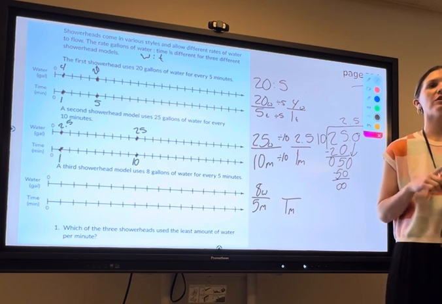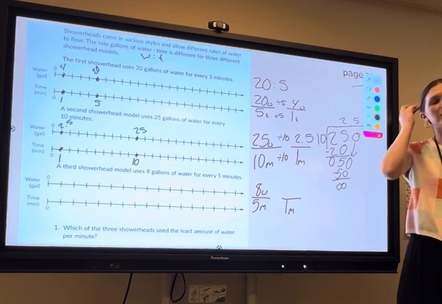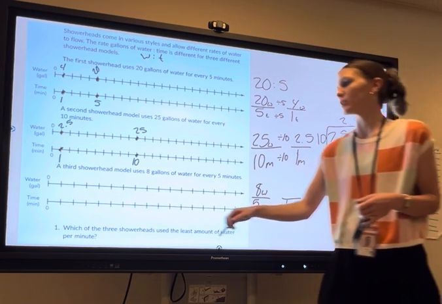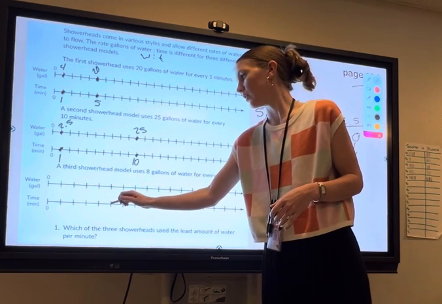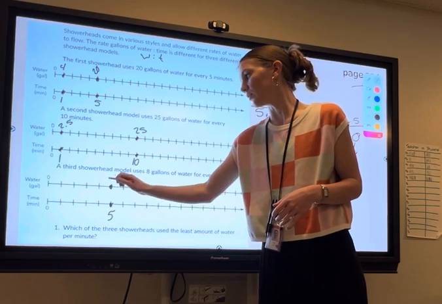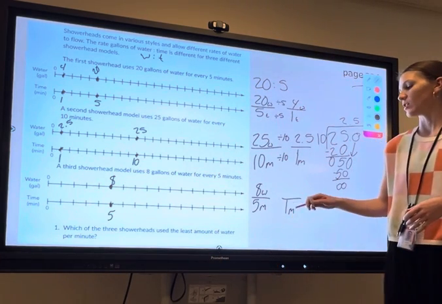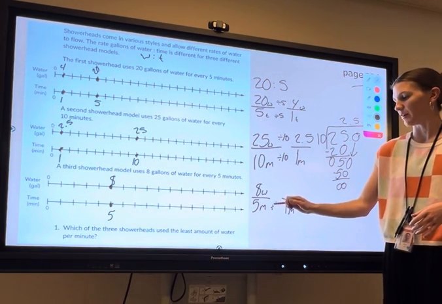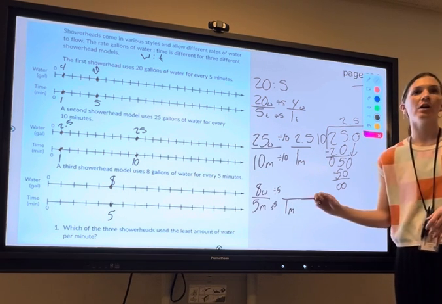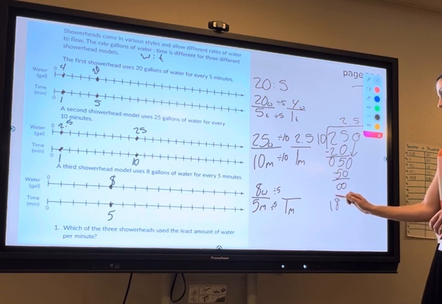Okay, so you should have plotted on your number line and you should have solved for 1 minute. On my number line, I should have had 5 minutes is equal to 8 gallons. When I solve this, I should have done 5 divided by 5 equals 1. So I should have done 8 divided by 5. I don't know 8 divided by 5, so I'm going to work it out over here.